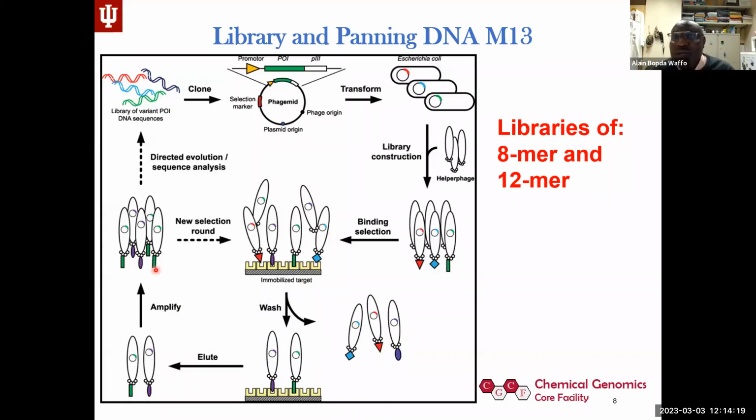The only thing that I have to mention here with M13 is that particular replication system. So M13 is a DNA replication system, so it has easy proofreading. That means in terms of rounds of evolution, it will be slightly limited, but we can select a perfect candidate with the immobilized target. So we have both libraries, the 8-mer and the 12-mer.